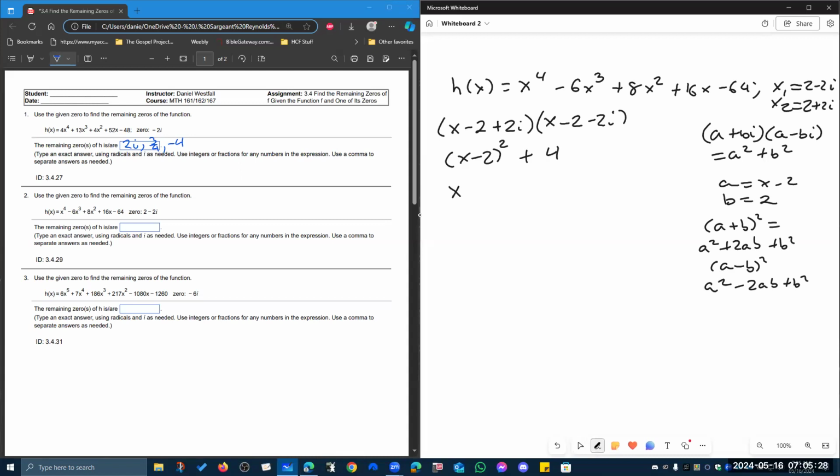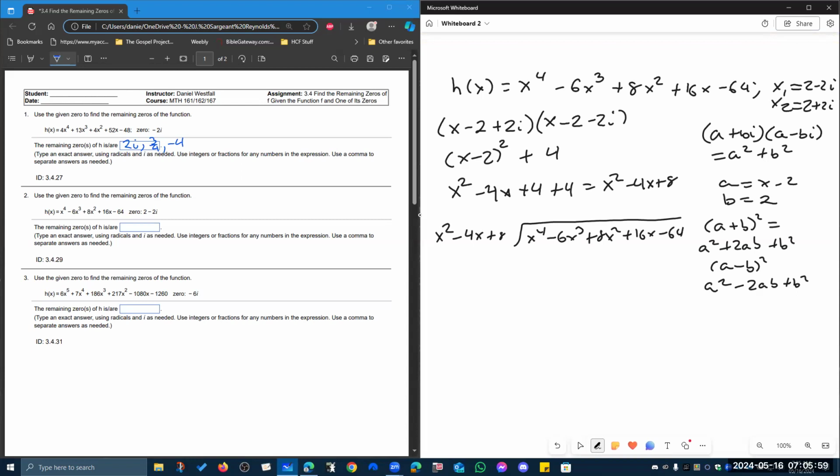So this is going to be x squared minus 4x plus 4 plus another 4, which is x squared minus 4x plus 8. So that x squared minus 4x plus 8 is my divisor for x to the 4th minus 6x to the 3rd plus 8x squared plus 16x minus 64.